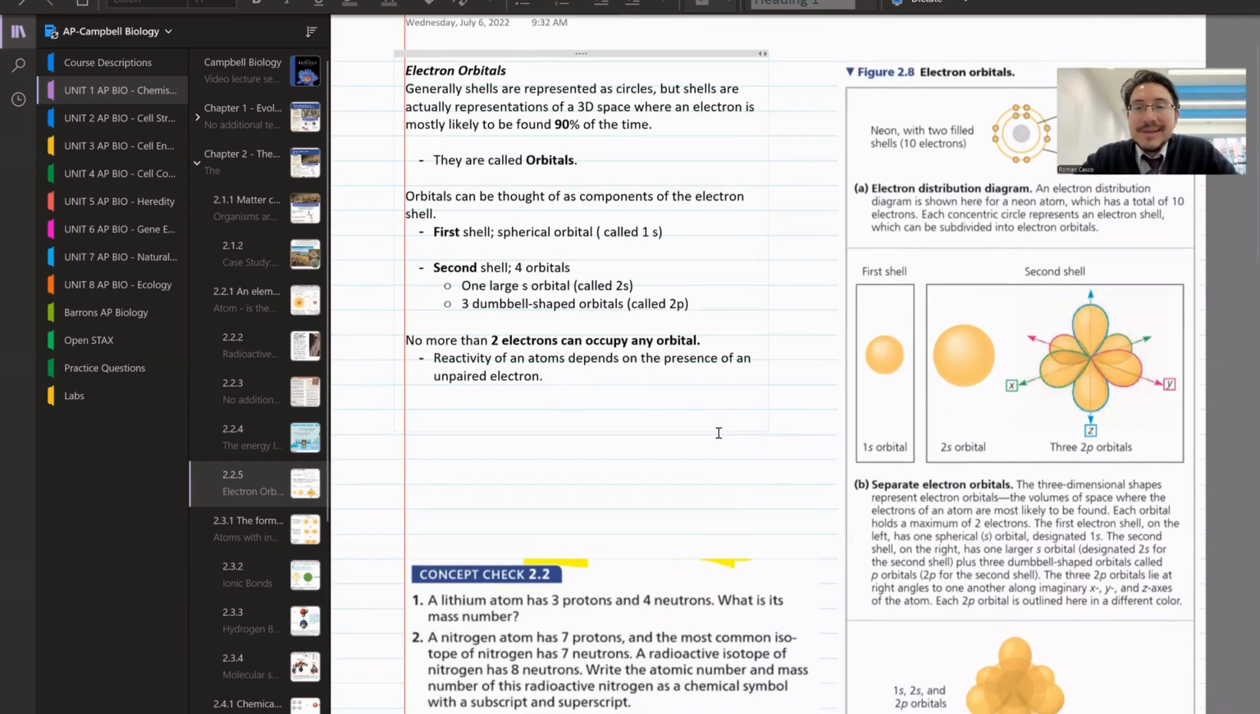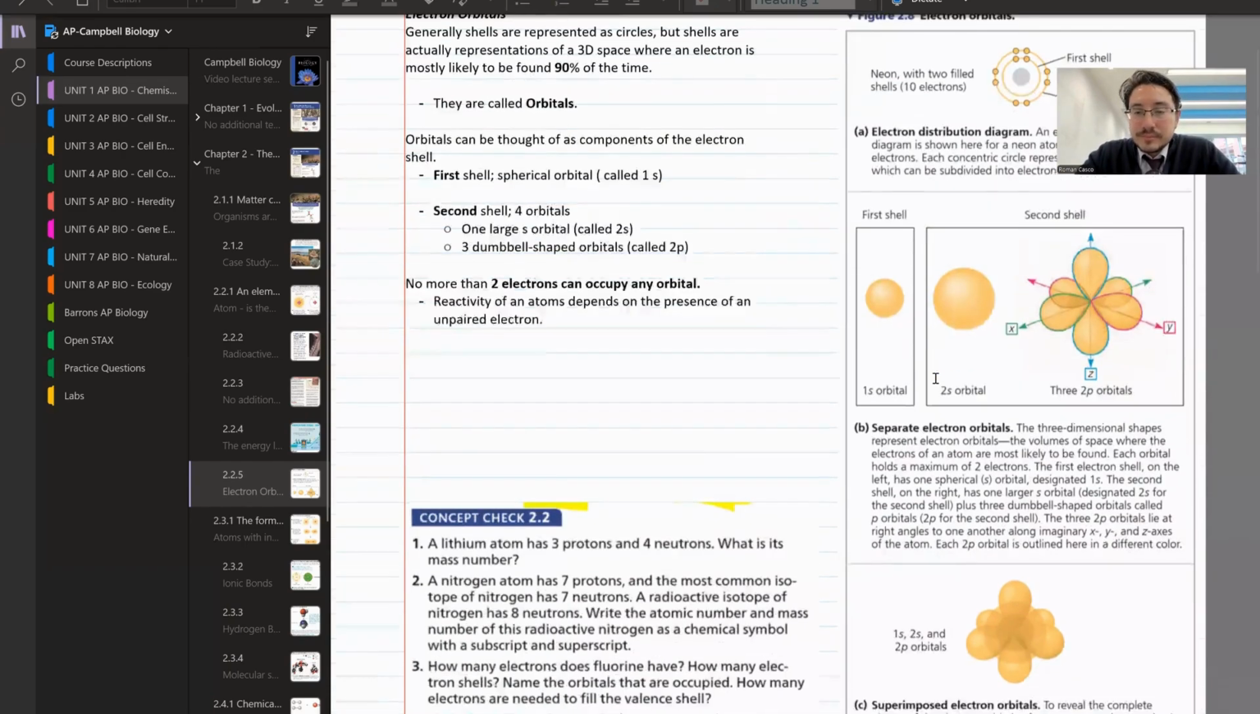In any orbital, one thing you do need to know: you can't have more than two electrons. When you have two electrons, you fill that orbital. Again, the reactivity of an atom depends on the presence of an unpaired electron. If you have one orbital that has only one electron, then it has potential to react with another atom. Again, we're going to see this in a little bit.